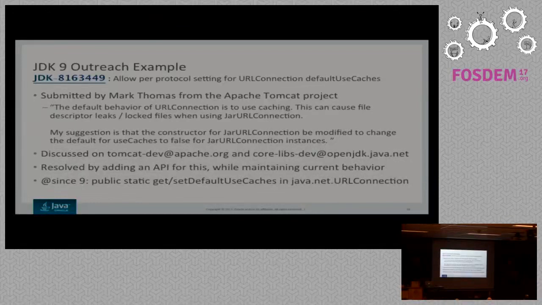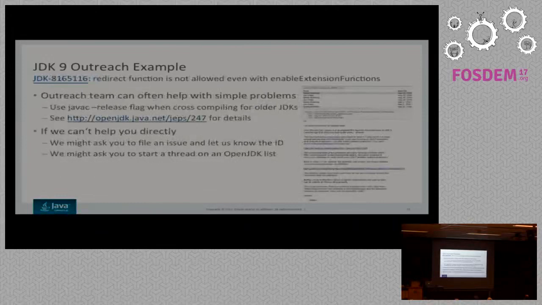So there's a new API for this since Java 9. There is a get and set default use caches in java.net URLConnection. And this is just one example of the kind of interactions we have with developers of participating projects. It's not all just bugs they find. It's also extensions they need. It's also things they find that should be working better in a future release, where they need functionality that isn't there yet. Next, please.